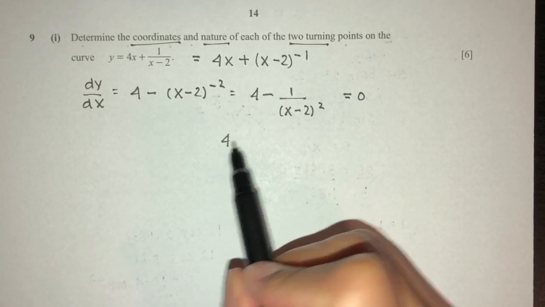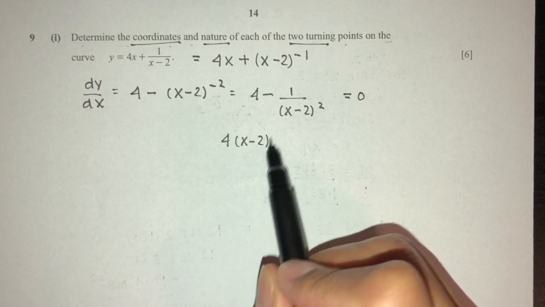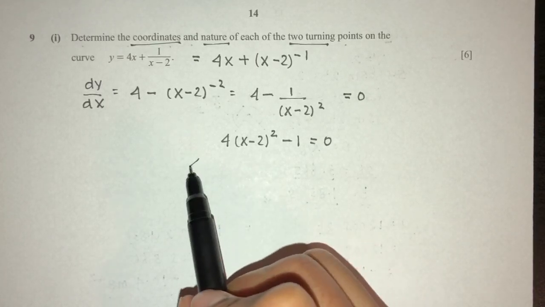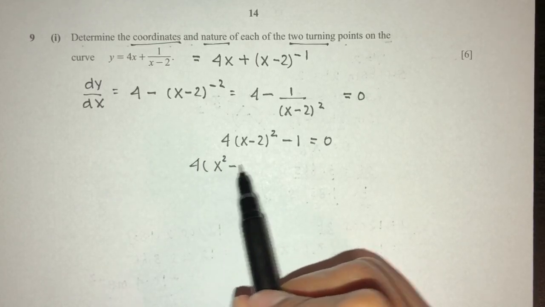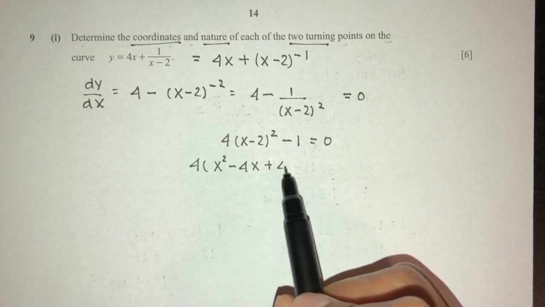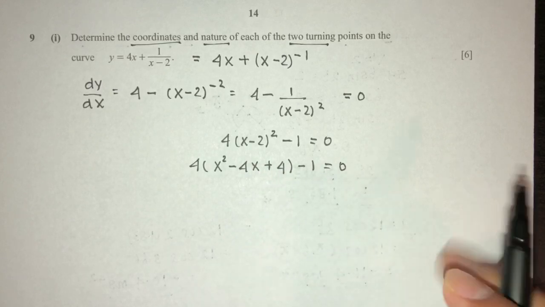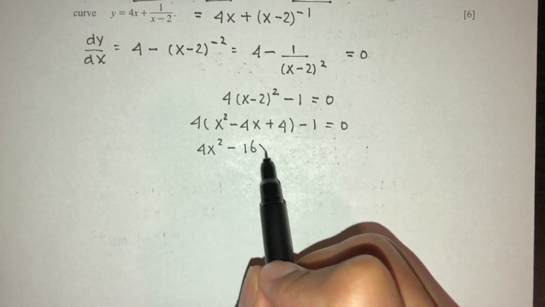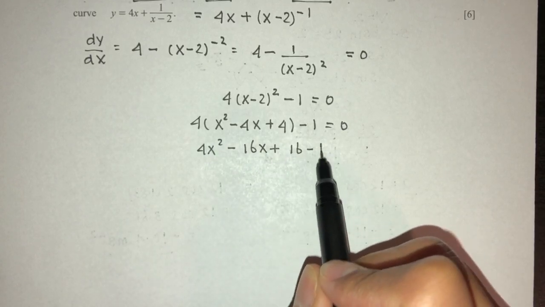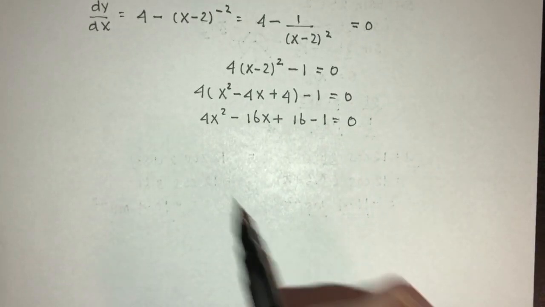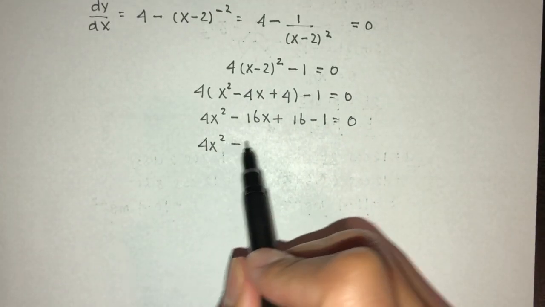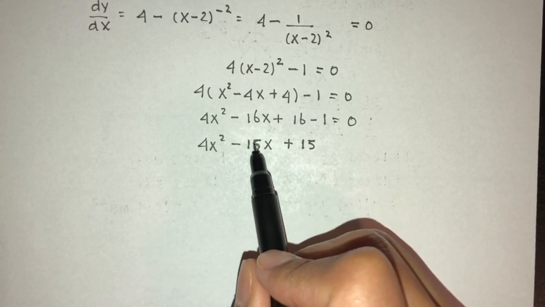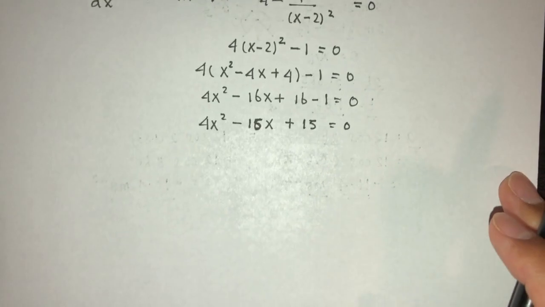You will have 4 times x minus 2 square minus 1 equal to 0. Expand this: 4 times x square minus 4x plus 4 minus 1 equal to 0. So 4x square minus 16x plus 16 minus 1 equal to 0. So 4x square minus 15x plus 16, that is 0.